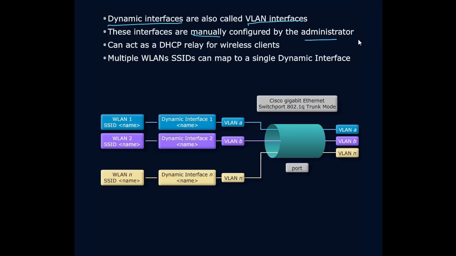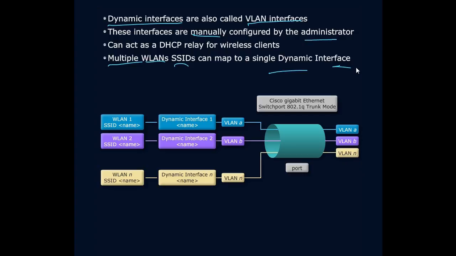Now we can have a DHCP relay for wireless clients. We can use that as our relay here, the dynamic interface. But really what we're doing here is we have multiple wireless LAN SSIDs that map to our dynamic interfaces. Now, why do we do that? Well, let's take a look.